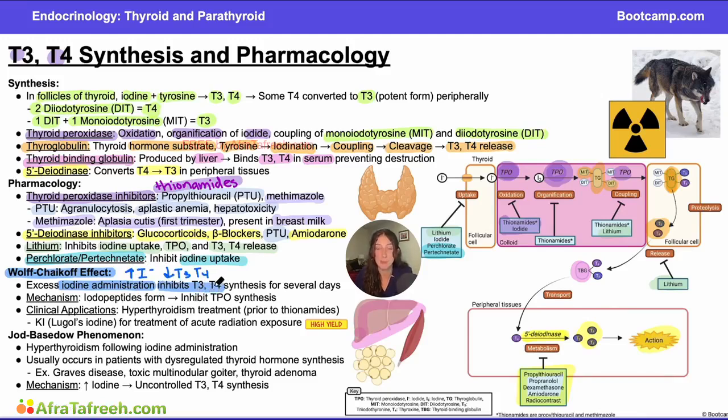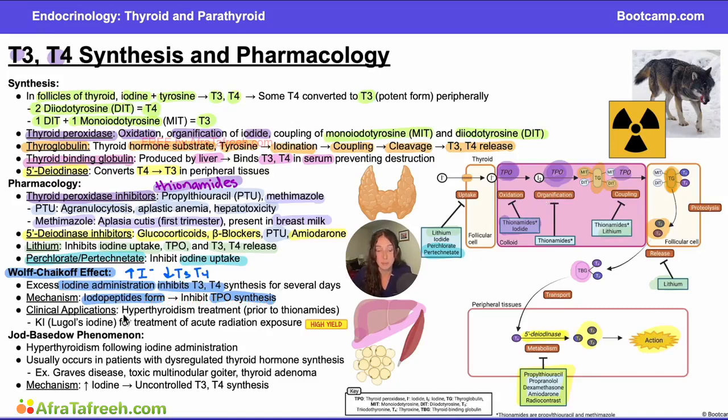But why does adding more reactants to this equation decrease the synthesis of T3 and T4? Well, the mechanism is thought to be that we form these iodopeptides, and these in turn are going to inhibit the synthesis of TPO. So thyroid peroxidase synthesis will go down. We'll have less thyroid peroxidase available to kind of run the show and get us through this pathway, and that is the reason that we will have inhibition of T3 and T4 synthesis for several days.